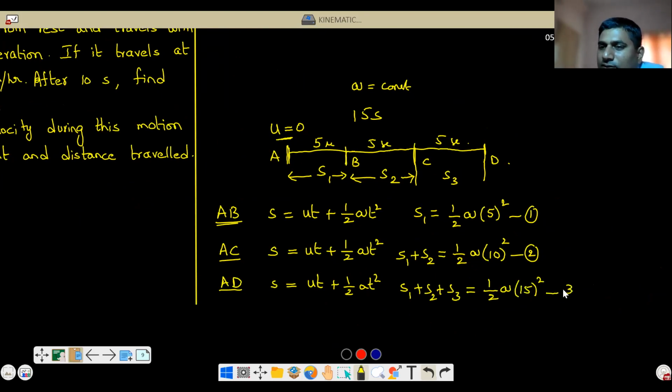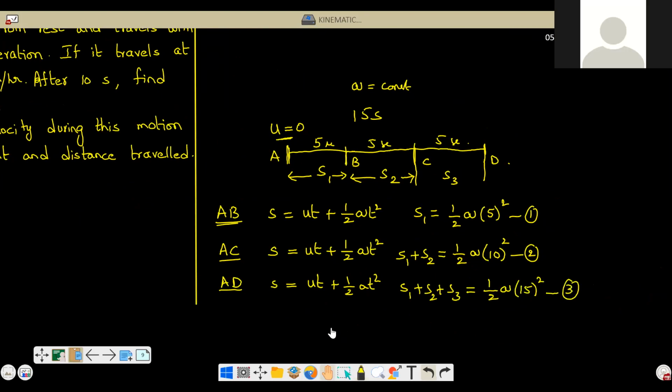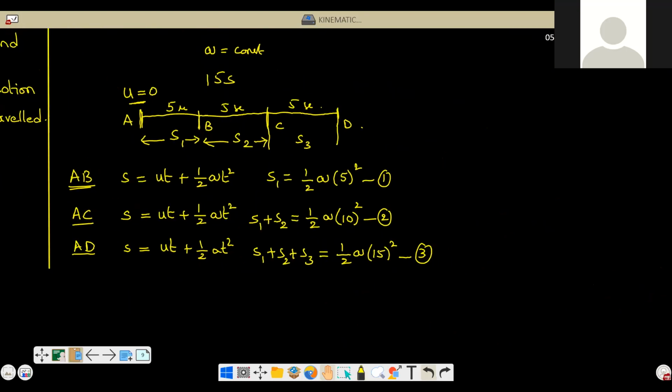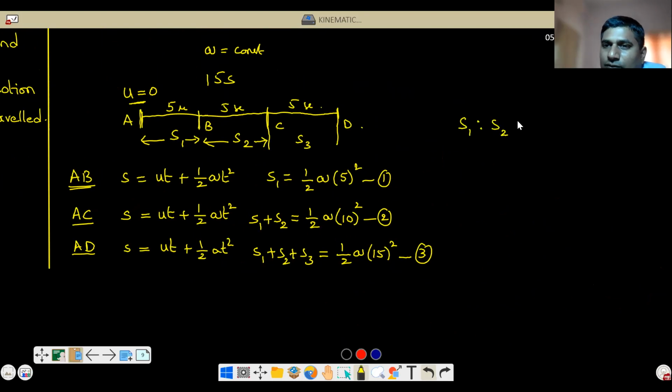15 square. So this is equation 3. Now our aim is to find the ratio of S1 is to S2 is to S3. That is what they are asking. So now from equation 2, I can replace S1.